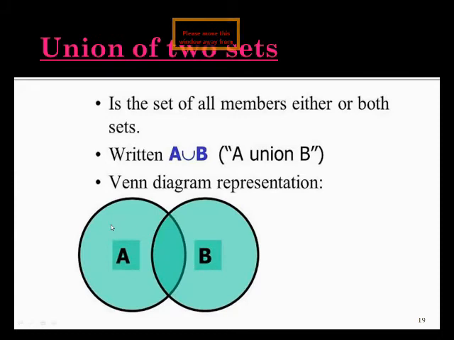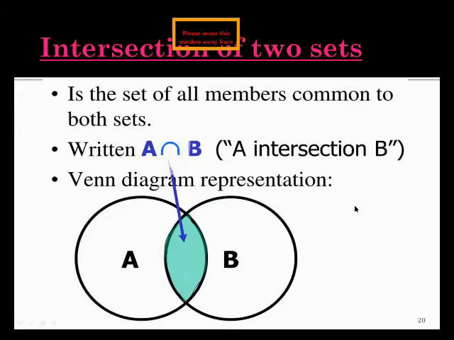Students, as you see, I shaded the circles with the same color. It means that this color represents the union of two sets. Now, from the questions, you will further understand how to find the intersection or the union of two sets.